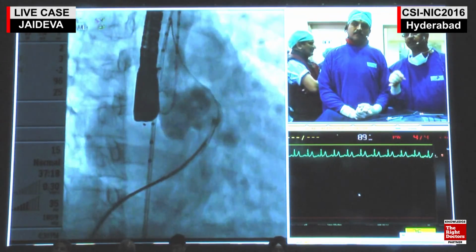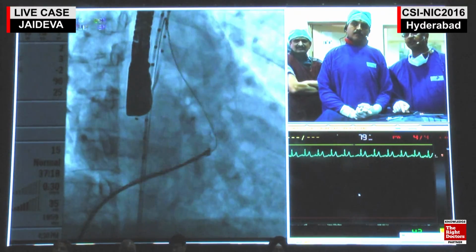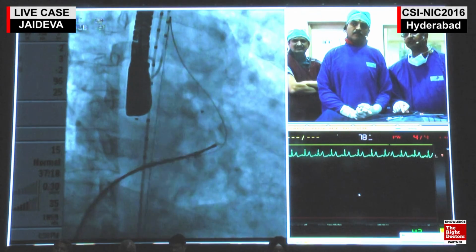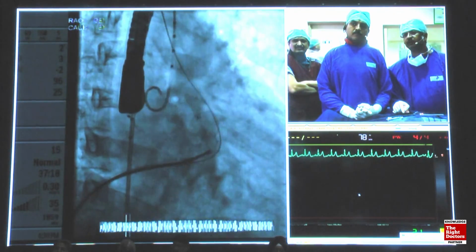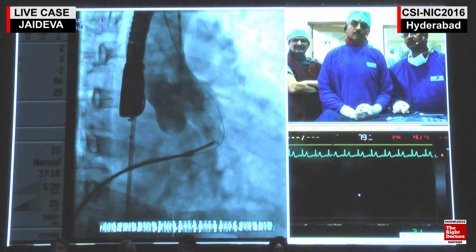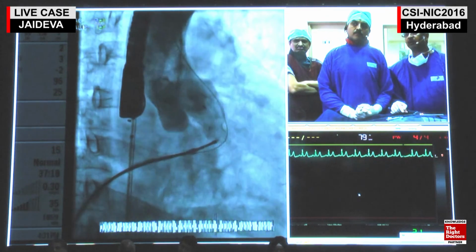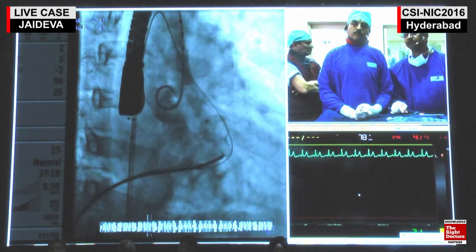You could see there we have just kept the wire there, as we didn't want to lose the access in case this also has some difficulty in positioning. Next. So this is okay, with mild AR. Mild AR was there even before we started the procedure.